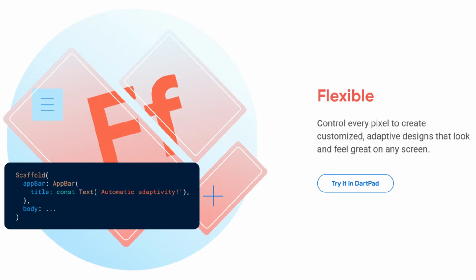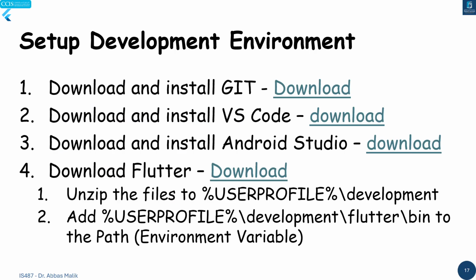Flexibility, of course, it provides you the flexibility to control every pixel to create customized, adaptive designs that look and feel great on any screen. So it is more like if you are building an application for iOS, it will look native on iPhones. If you are building an application for Android, then it will look native on Android devices. So that will give us a lot of flexibility.